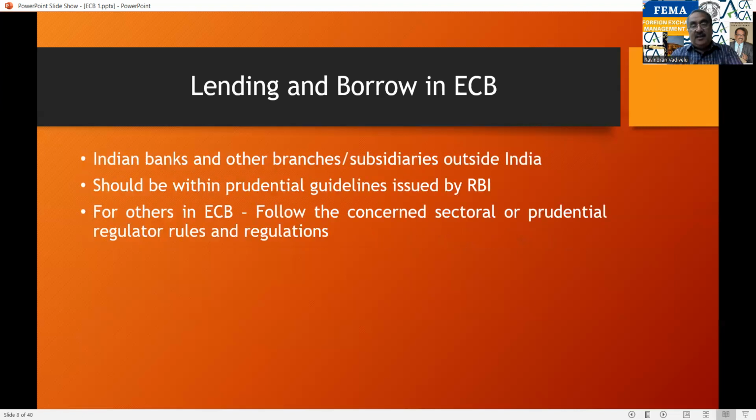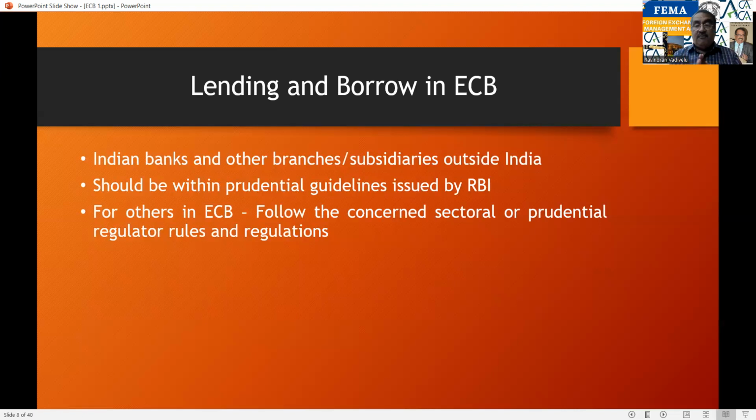Lending and borrowing in ECB. Who can do this? Indian banks and their branches and subsidiaries situated outside India are eligible to lend and to borrow in ECB, but everything should be within the prudential guidelines of RBI. So that means they have to follow the RBI guidelines.